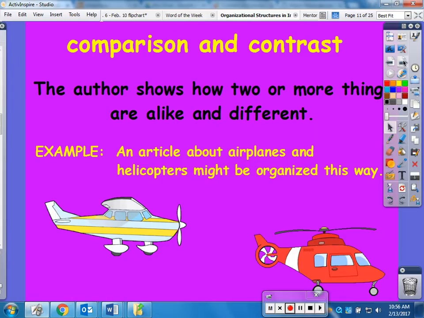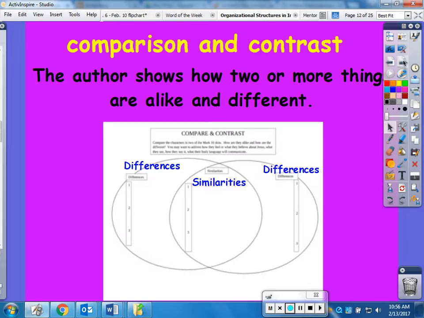This is where the author shows how two or more things are alike and how they are different. An example would be an article about airplanes and helicopters, and how they are the same and how they are different. You guys all know what a Venn diagram is. A Venn diagram will show the differences and the similarities between two things. This is a good example of a graphic organizer for a comparison and contrast organizational structure.